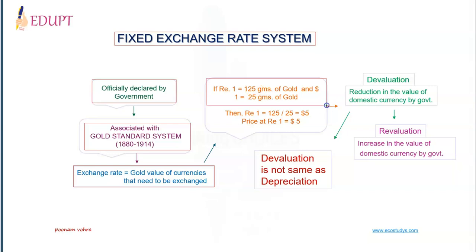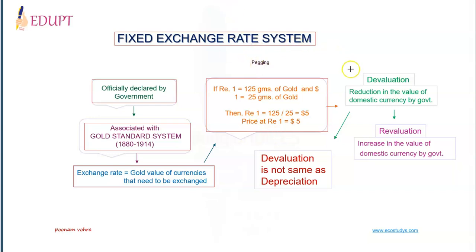For example, if 1 Indian rupee is exchangeable for 125 grams of fine gold and $1 for 25 grams of gold, then 1 rupee is equal to 125 by 25, that is $5. So the price fixed is rupee 1 or $5. When value of domestic currency is tied to the value of another currency, it is called pegging.